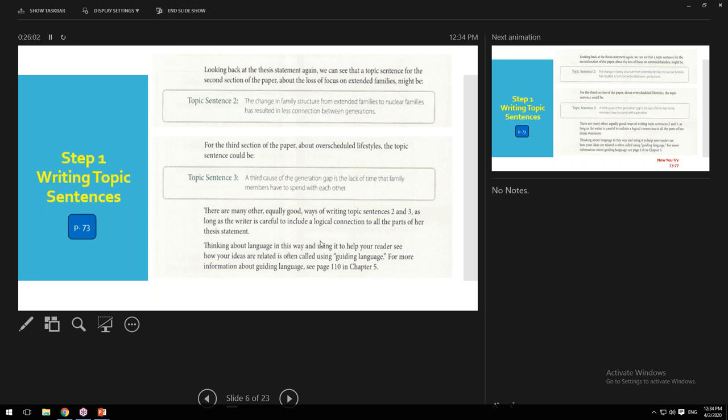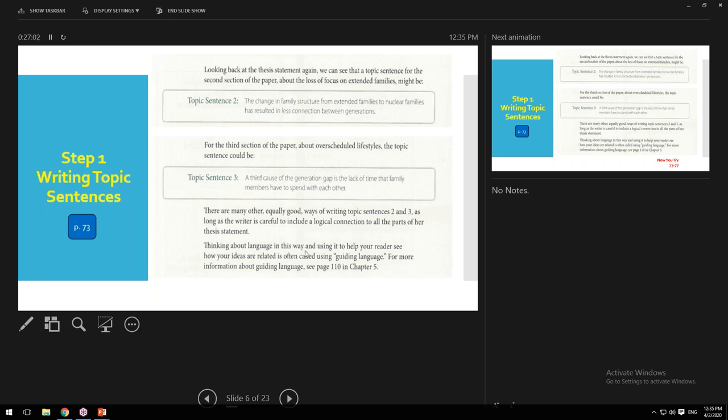Last one, does it repeat a supporting point? Yes, okay, thank you, Ramon. The third point. Overscheduled lifestyle. Here we are not using the same word, but what is used here? Lack of time that family members have to spend with each other. Lack of time, good, thank you a lot. So this would replace it; we are repeating the idea, not the wording itself.